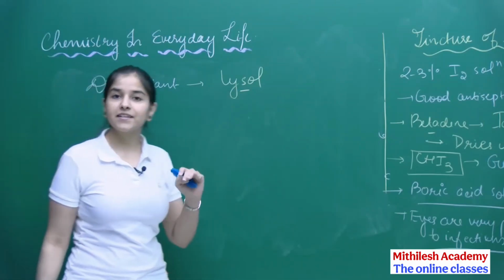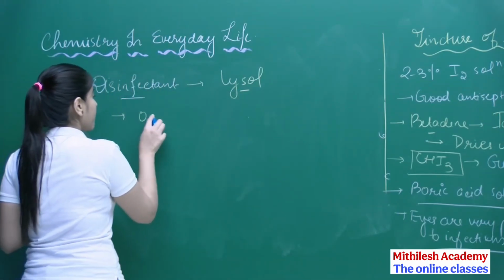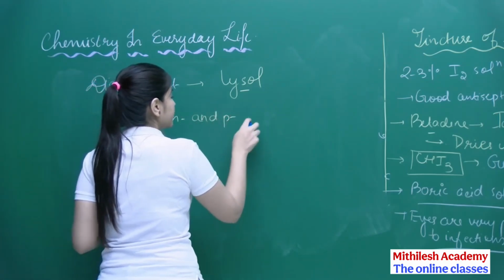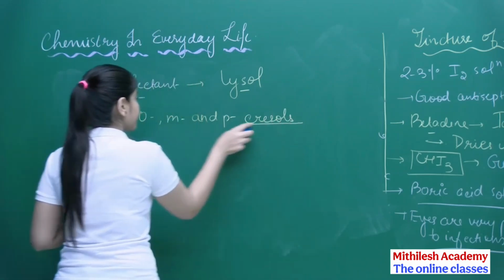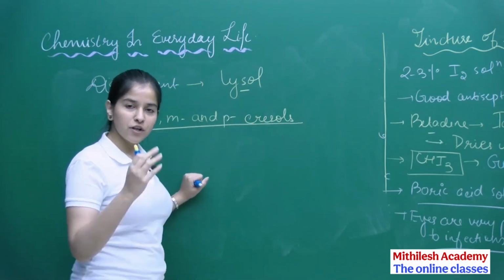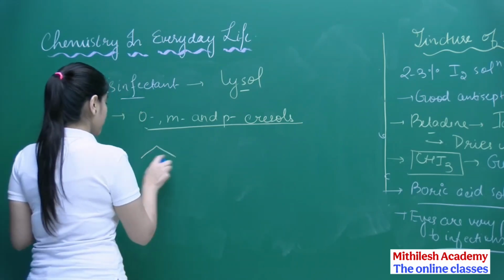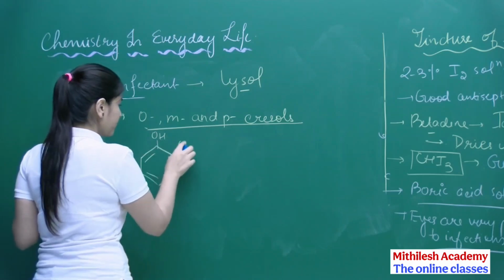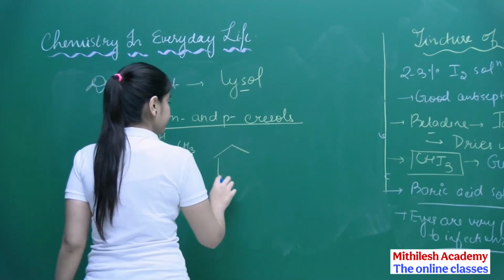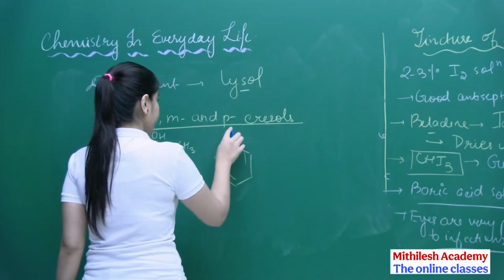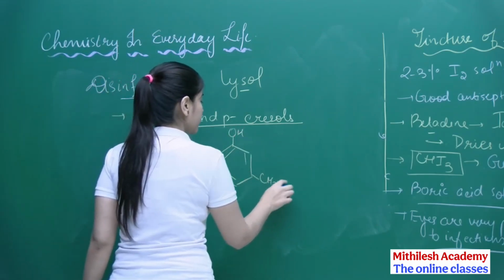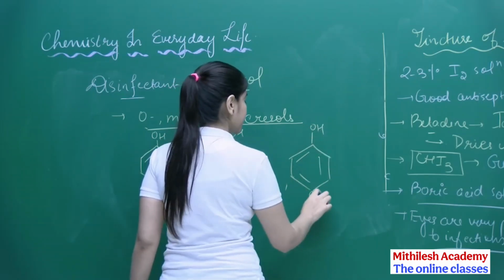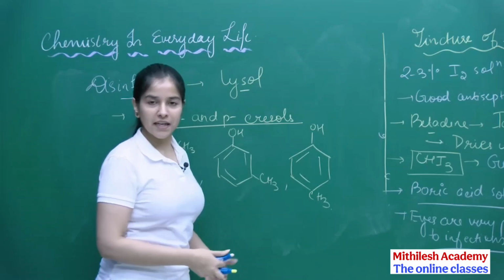So that is Lysol, and it contains what? It contains ortho, meta and paracresols. So what is cresol? We have got a methyl, we have got an alcohol. So here there is the cresol: orthocresol, metacresol, and finally the paracresol. We have got a mixture of the three in the Lysol.